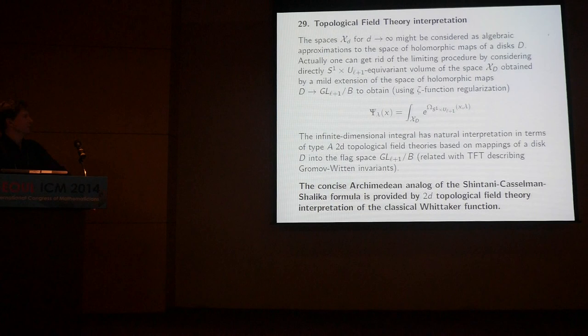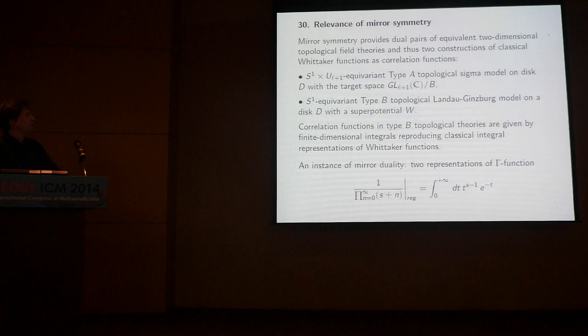So to recapitulate, the concise Archimedean analog of the Shintani-Casselman-Shalika formula is just provided by the topological field theory interpretation of the classical Whittaker function. Now we have mirror symmetry to apply, and mirror symmetry provides dual pairs of equivalent two-dimensional topological field theories, and thus two constructions of the Whittaker function. One, which was described before, and another in terms of the Landau-Ginzburg model with superpotential. The importance of this second representation is that in the Landau-Ginzburg case, correlation functions are given by finite dimensional integrals. And indeed, these finite dimensional integrals reproduce the classical finite dimensional integral representation from the textbook. So all this quantum field theory machinery nicely unifies the known things.